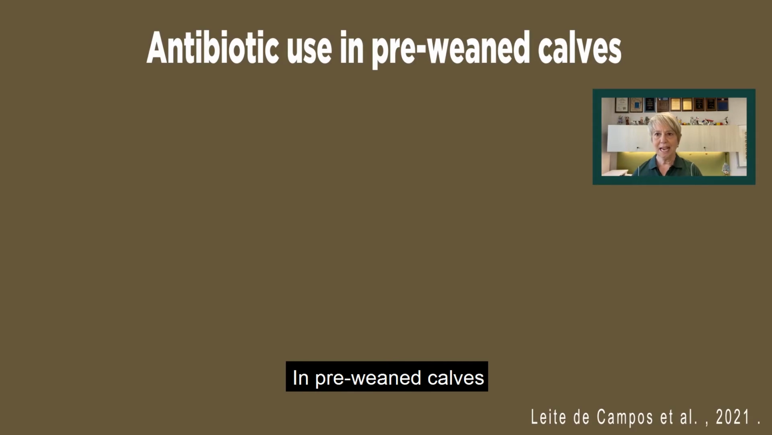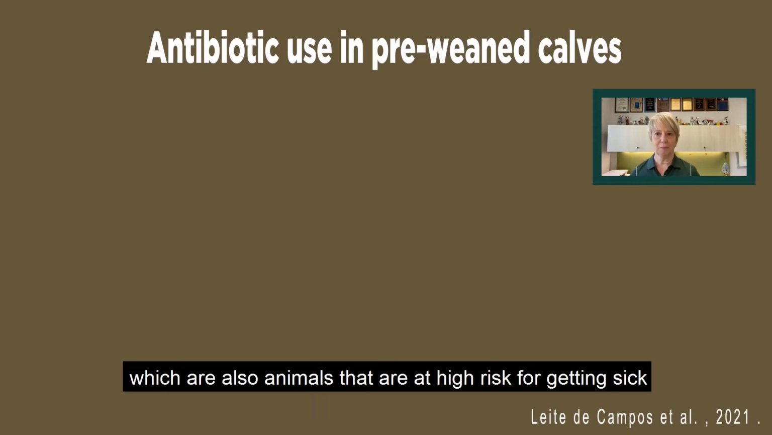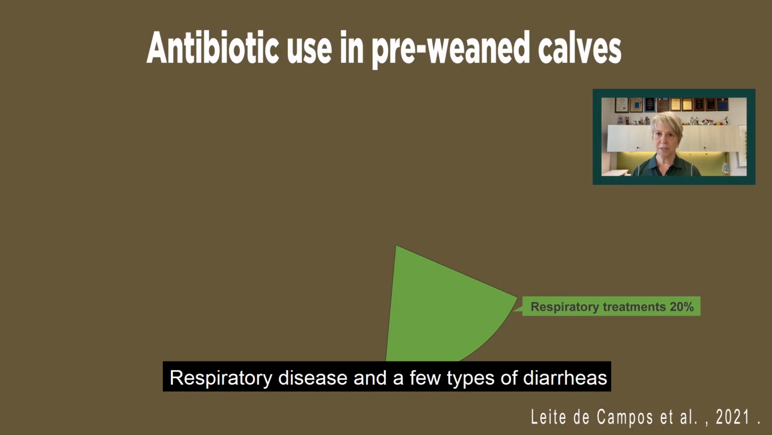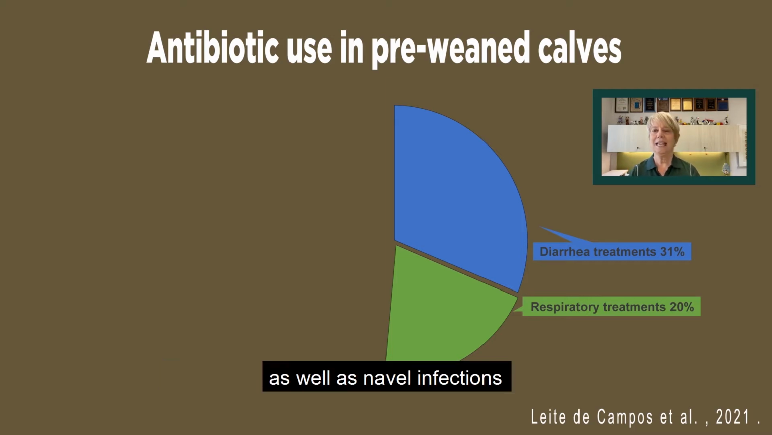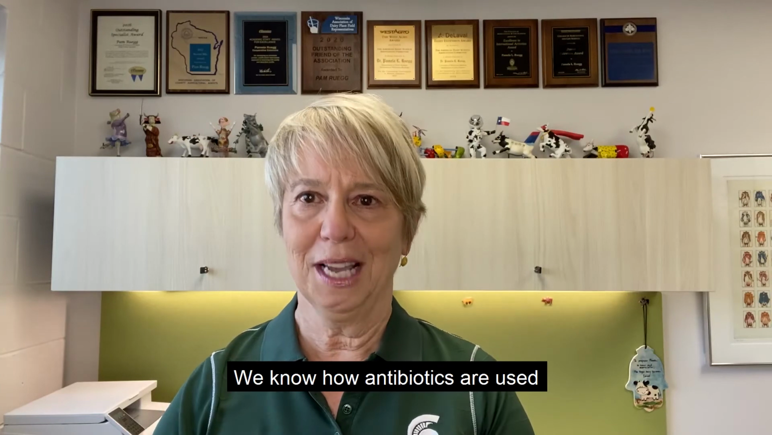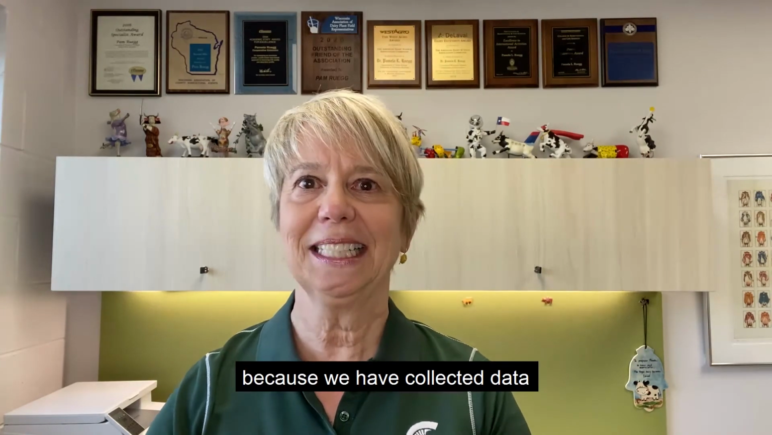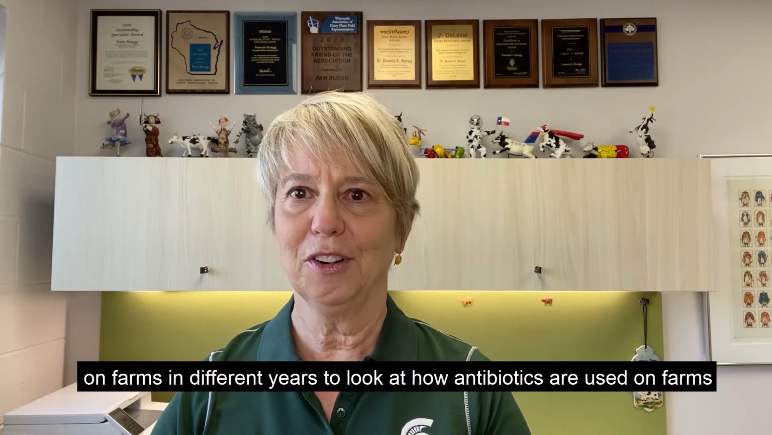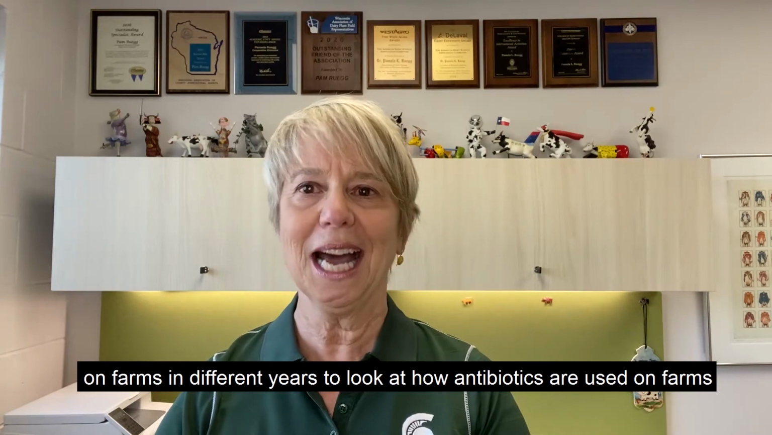In pre-weaned calves, which are also animals that are at high risk for getting sick, respiratory disease, and a few types of diarrhea, as well as navel infections, are the most common reasons that antibiotics are indicated. Now, we know how antibiotics are used because we've collected data on a number of farms in different years to look at how antibiotics are used on farms.